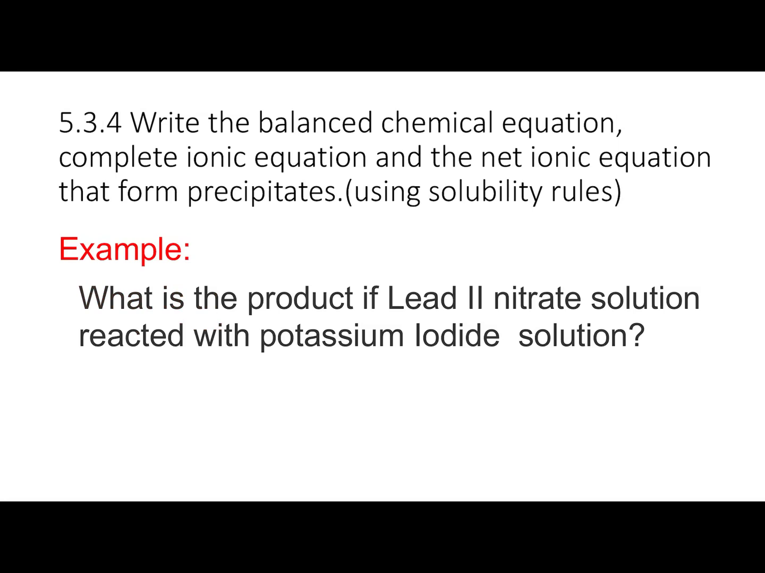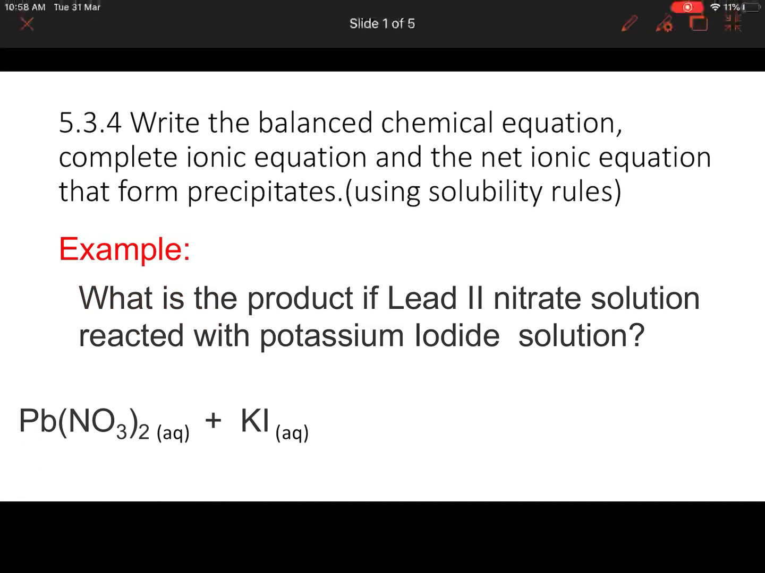First of all, I want to change this word reactants into chemical formulas. Okay, lead 2 nitrate. What's the meaning of lead 2? It means that lead has a charge 2 plus, and as you know, nitrate has a charge 1 minus, so this will be the formula of lead nitrate. Potassium belongs to group 1 and iodine belongs to group 17, so this will be the formula of potassium iodide.